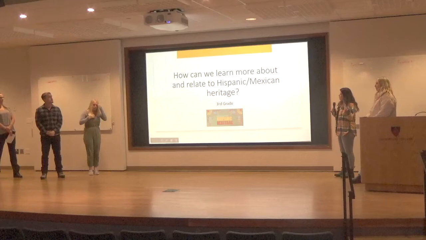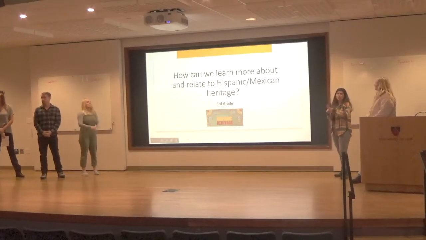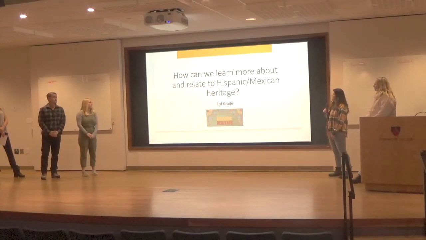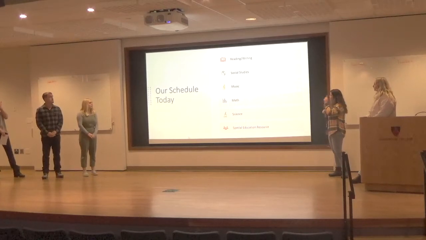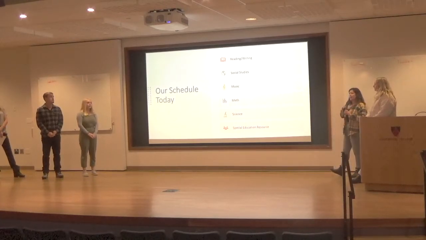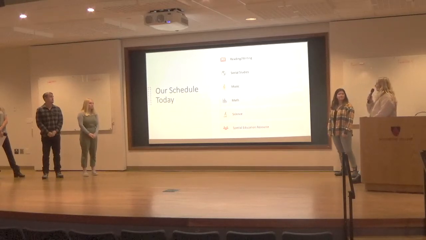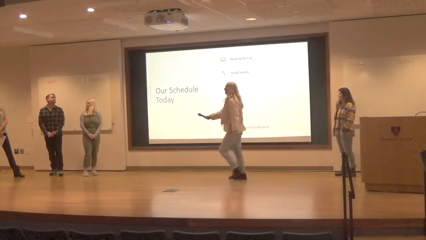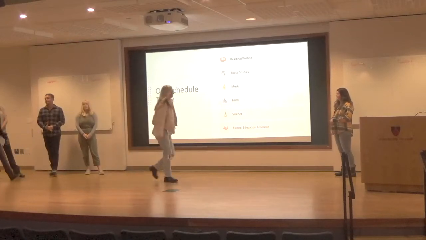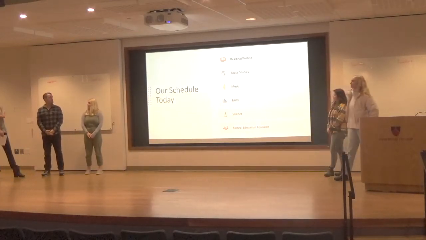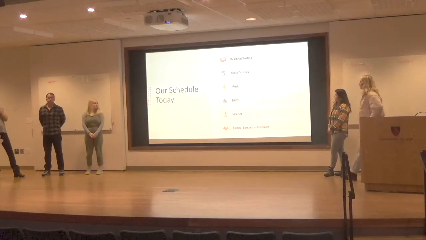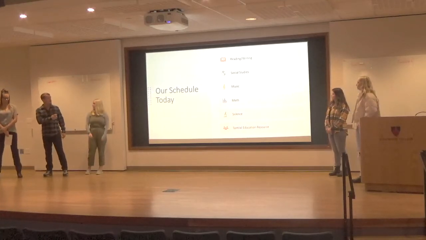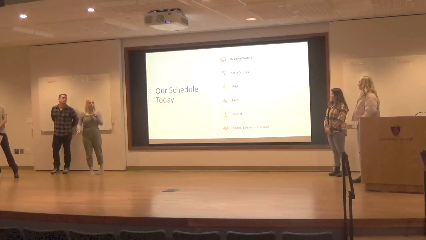Okay, so we did third grade, and our main focus or overall question that we wanted to tie in throughout the whole day was, how can we learn more about and relate to Hispanic and Mexican heritage? For our schedule for the day, we're going to start off with reading and writing, and I'm Bailey. My name's Maddie, and I will also be doing part of the reading and writing. I will be doing the social studies, and I'm Dahlia. I'm Allison, and I will be doing music. I'm Maddie, and I'll be doing math. My name's Ryan, and I will be doing science. And my name's Lexi, and I'll be doing the special education aspect.